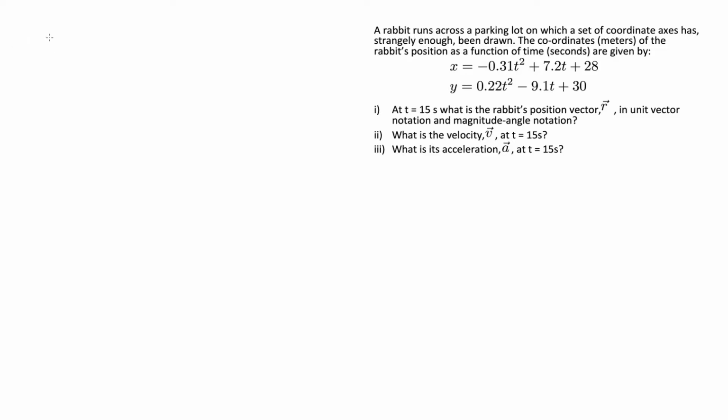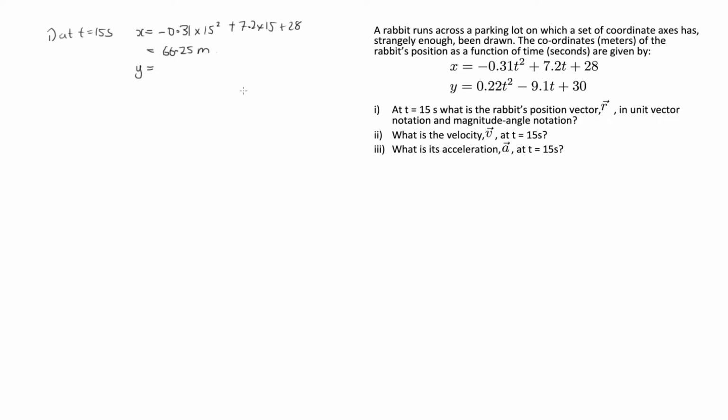Now, in part 1 of this question, we're asked at t equals 15 seconds, what is the rabbit's position vector r in unit vector notation and magnitude angle notation? So let's start with unit vector notation because that's easiest. At t equals 15 seconds, x is equal to, we just need to substitute the 15 seconds into this. So this is equal to minus 0.31 times 15 squared plus 7.2 times 15 plus 28. Now we evaluate this and we get 66.25 meters.